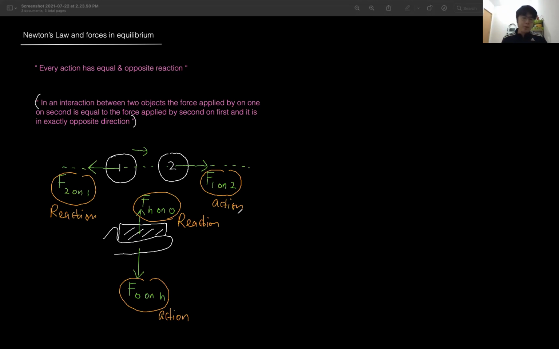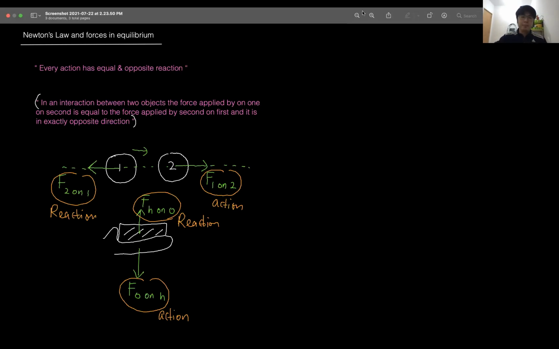Okay, now why is this important? This is very important when it comes to analyzing the contact force between bodies. When you have multiple bodies, you have to be very clear how many bodies you have and what are the forces acting on each and every one of them. For example, let's see one example here I have on the slide.